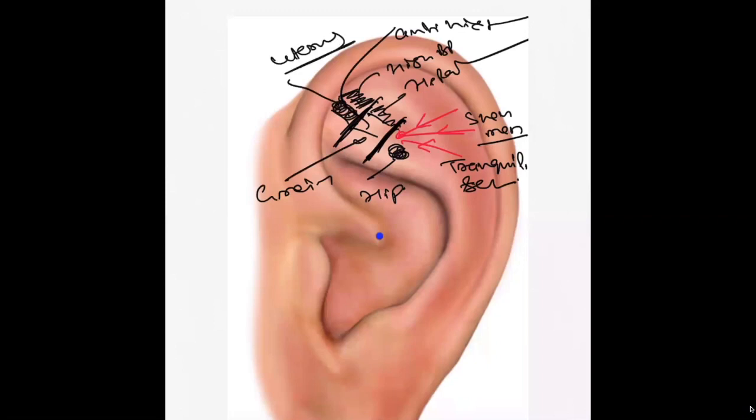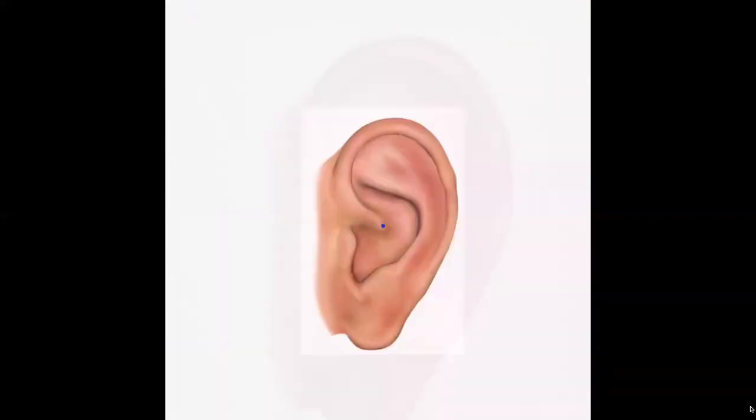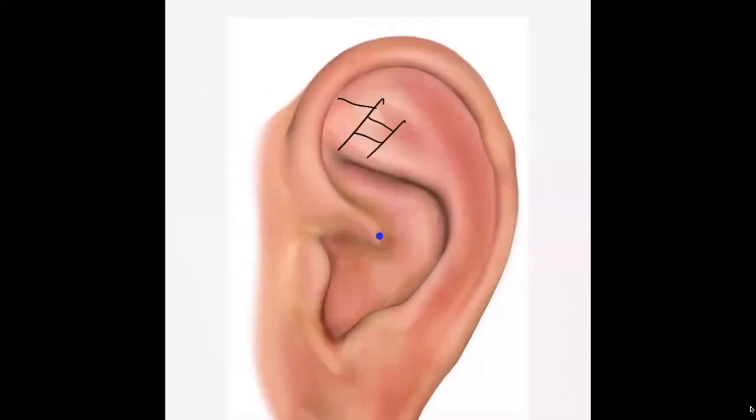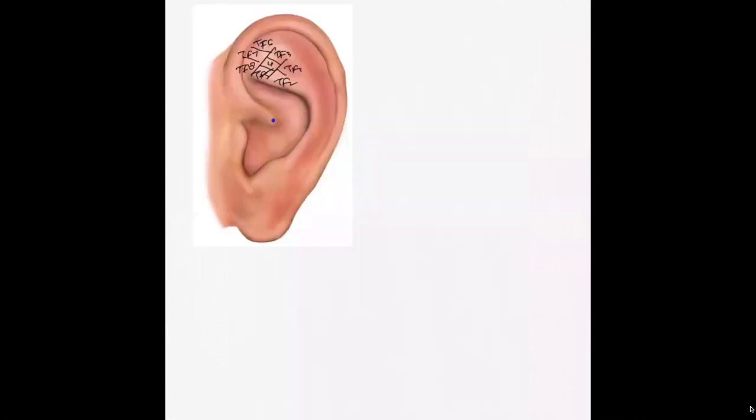Finally we do one more subdivision: TF1, TF2, TF3, 4, 5, TF6, TF7, TF8. So this is the subdivision of the triangular fossa. It is a very small area, so sometimes it is a little difficult to demonstrate. Let's proceed further.